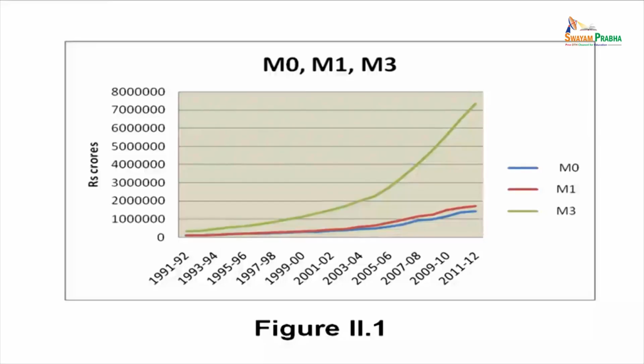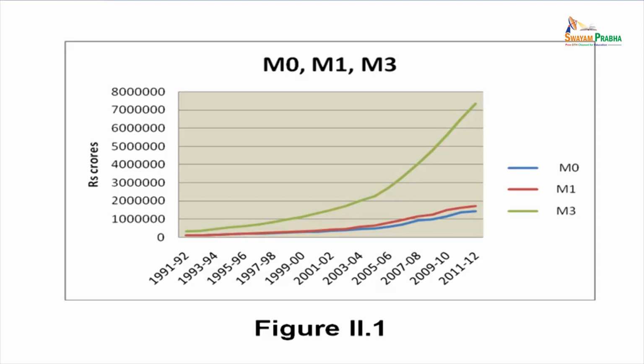So, let us see what I have first. M0, M1, M3: monetary base, M1, M3. Notice the huge difference, particularly since the mid 90s, late 90s, when it started picking up. The green line shoots up like an aeroplane.